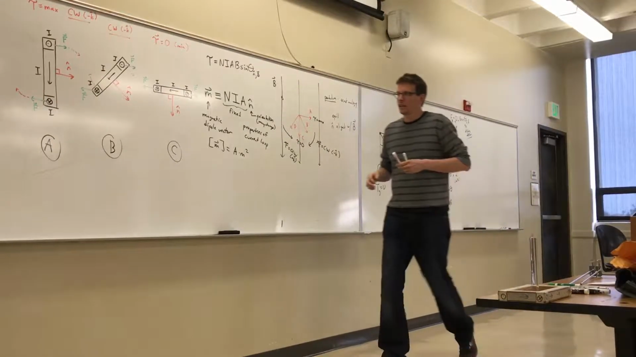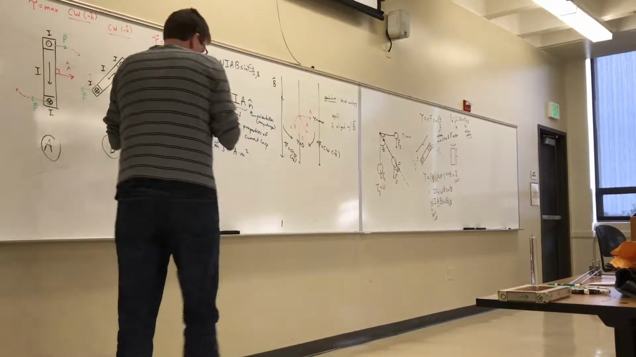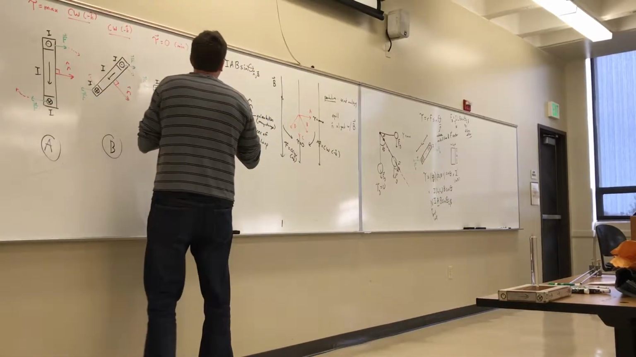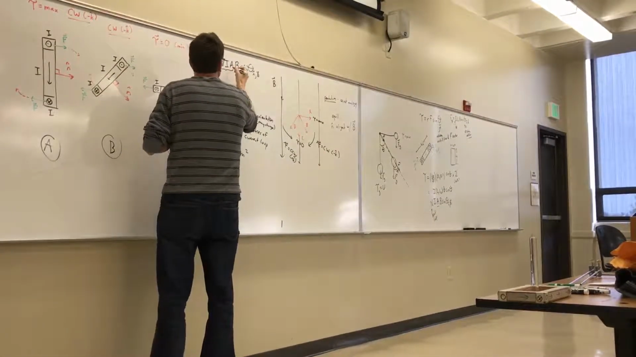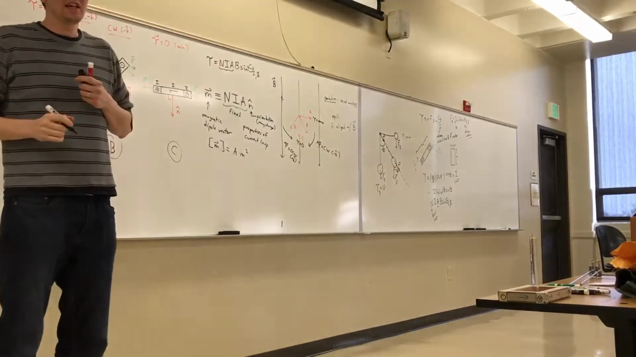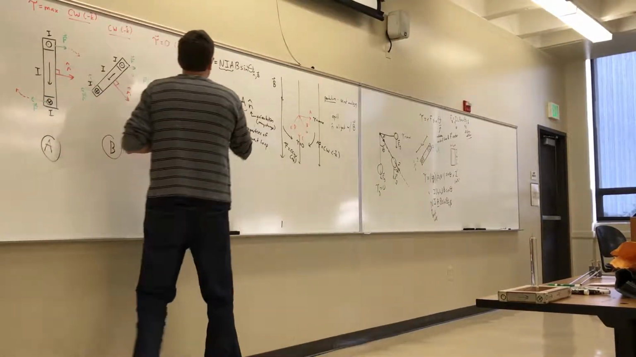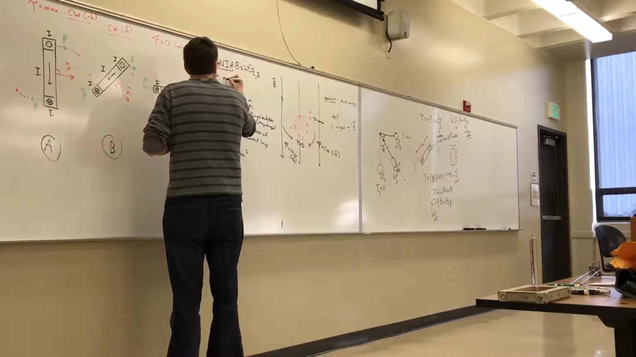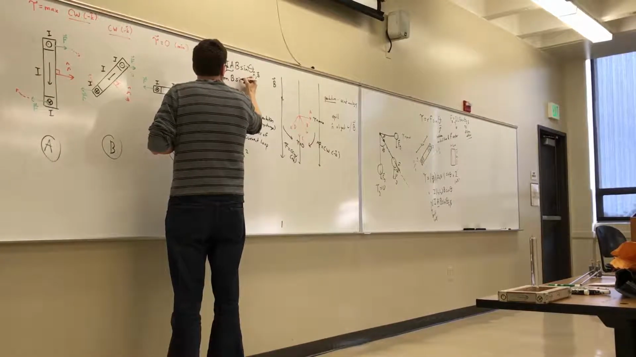So, if we do that, then I have taken these three things and just created a definition for this. So I'm going to write this as mu B sine of theta.